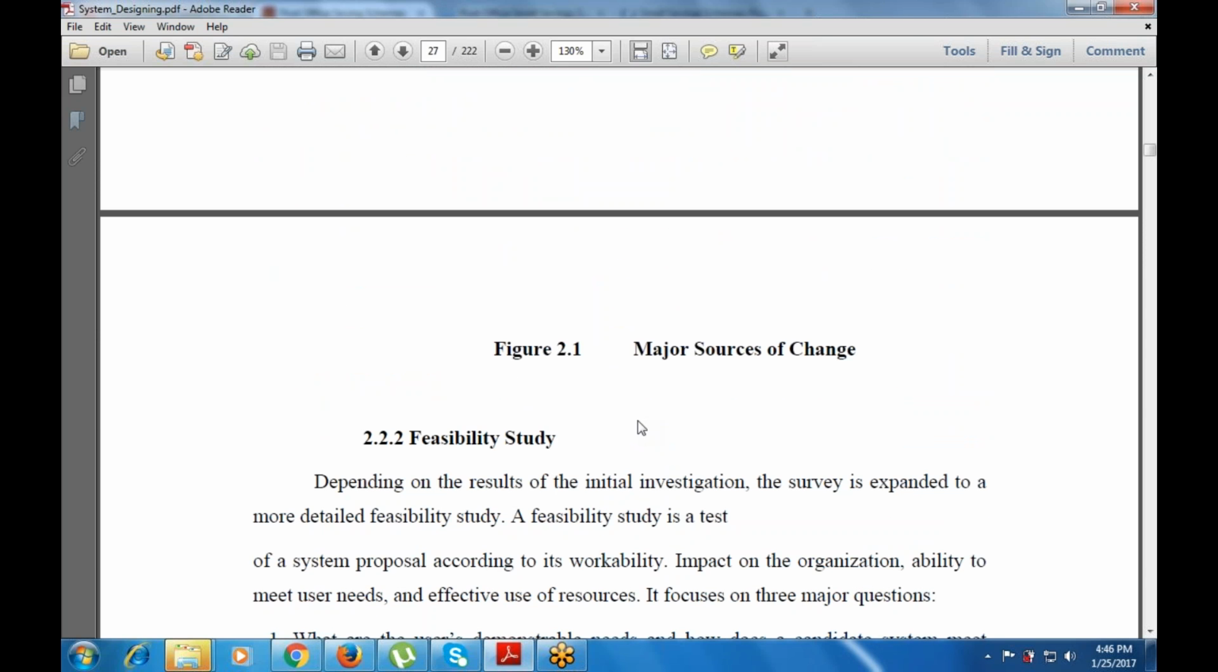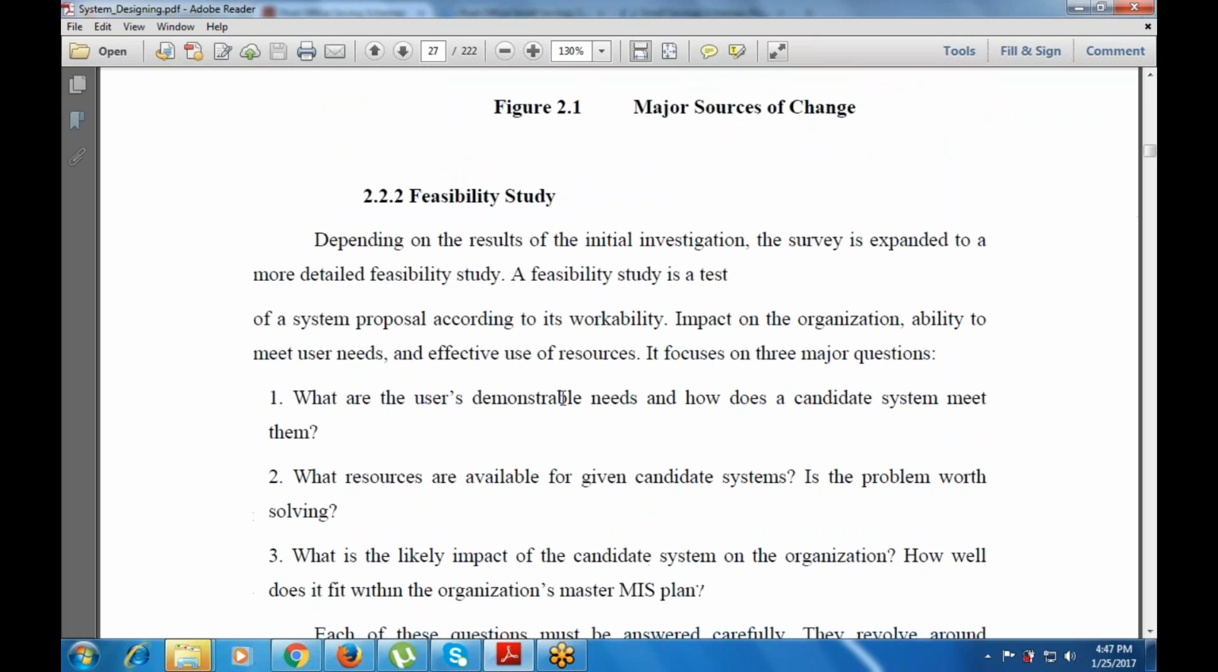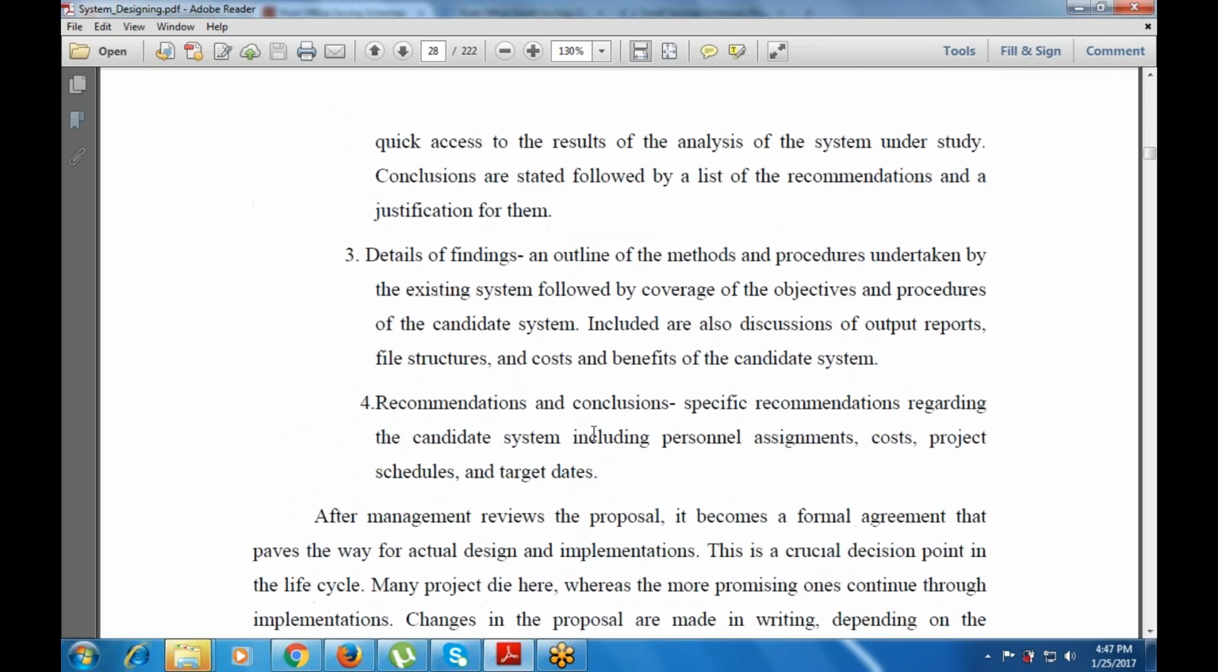The next one is a feasibility study. That feasibility study depends on the result of the initial investigation. The survey is expanded to give a more detailed explanation of what is available within this.